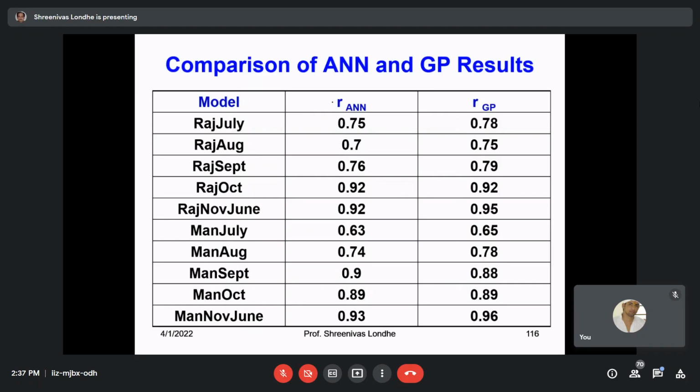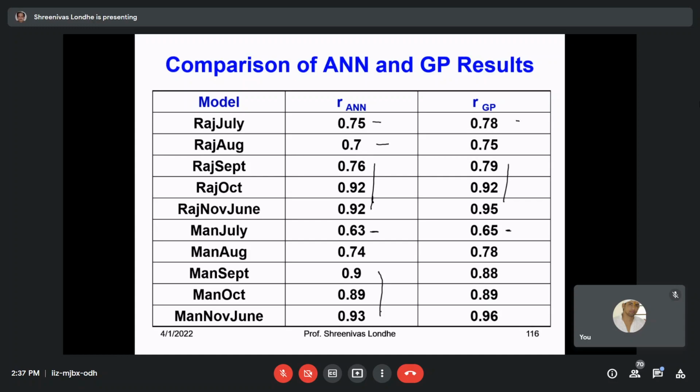Likewise, if you see the values as I said, see here 0.63, 0.65 for ANN as well as GP. This is again 0.75, 0.78. August is also not that good, but from September it has really picked up, as you can see. Same story, September it has picked up. That means the neural network is very, very consistently giving the answers for different situations in the months of September, October, August. For both the places, the results are very consistent. That means, yes, ANN is working well.